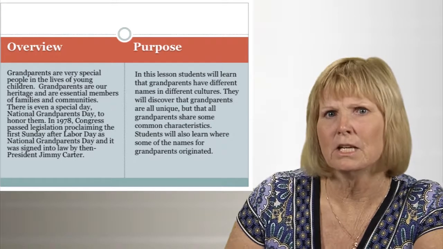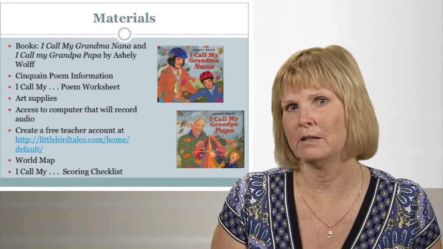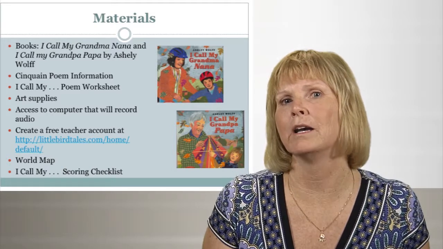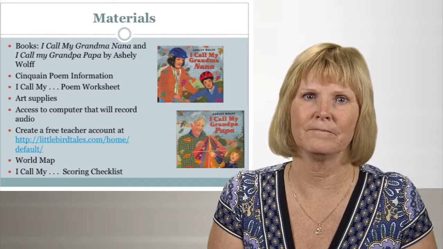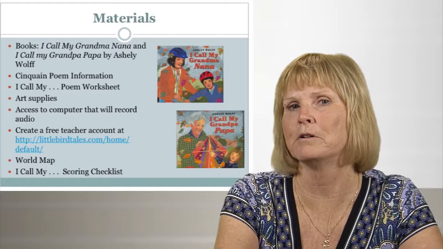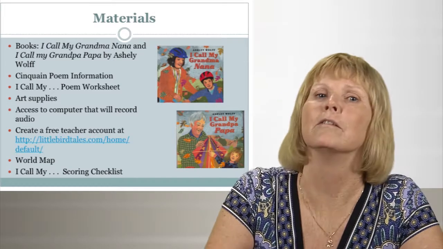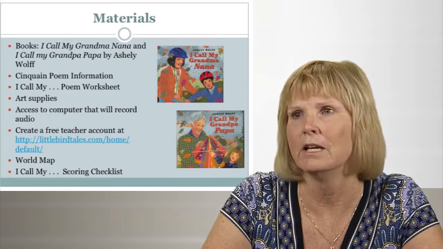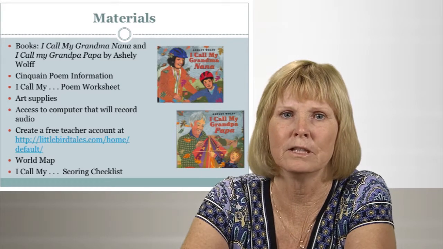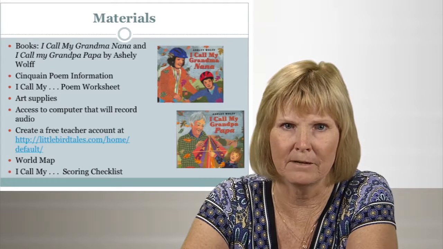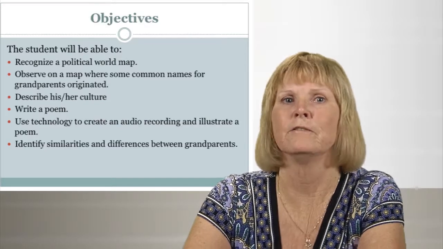The materials for this lesson will be a series of books, and you could use one or two of these, both of them if you wanted to. I Call My Grandma Nana is one of the books, and I Call My Grandpa Papa is the other book, by Ashley Wolf. They're going to be writing a Cinquain poem, so they'll need some of that information. And there's a worksheet that students will use, called I Call My Grandma, Grandpa, whatever name it is. You'll need art supplies. You'll need access to a computer that will record audio. And you're going to create a free teacher account using a website called littlebirdtales.com. And you'll need a world map and a scoring checklist. So those are the materials that you'll find in this lesson.